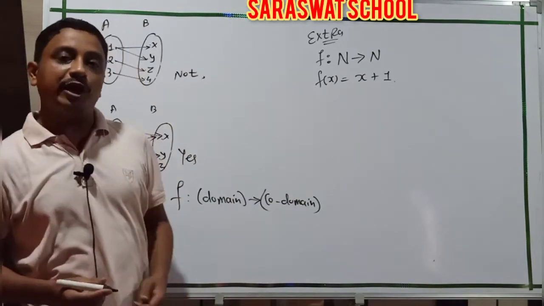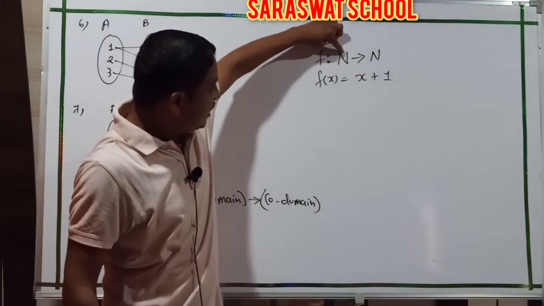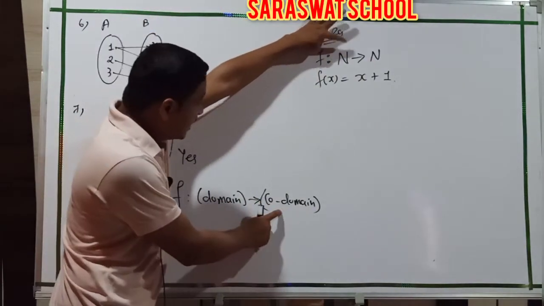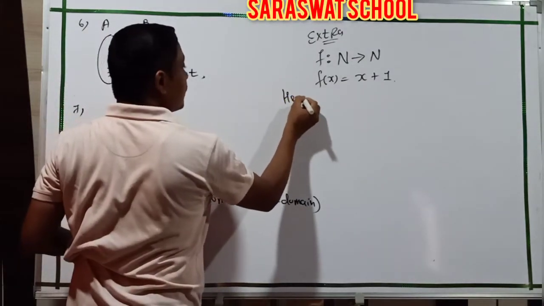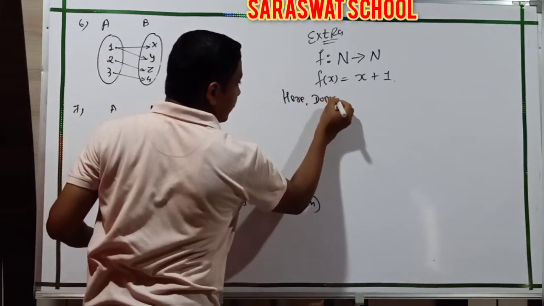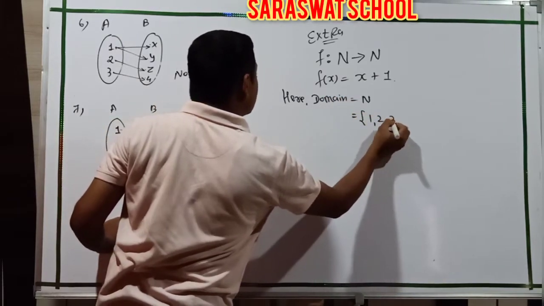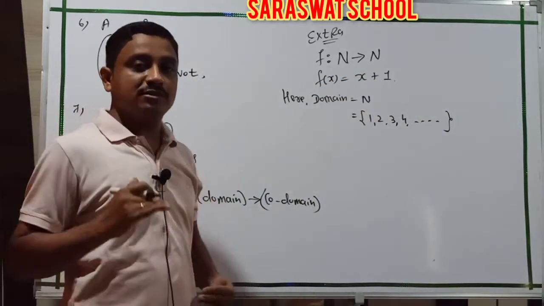Find out the domain, range and codomain. Students, this n is the first indicator, your domain. And the second indicates what? Codomain. Yes, here the domain is n. And n, you know, is 1, 2, 3, 4, some numbers.